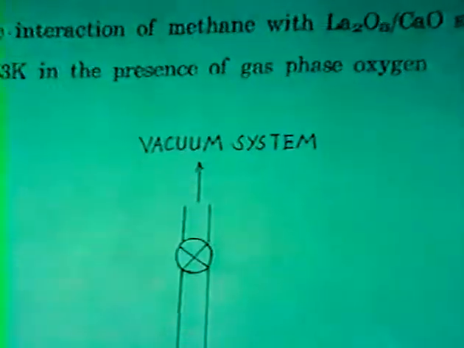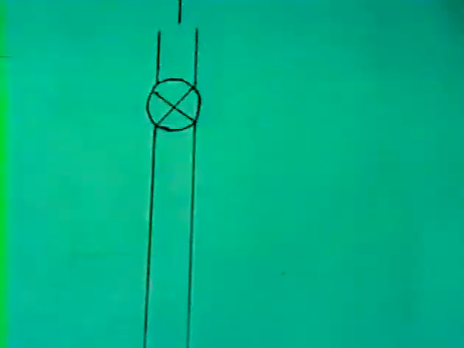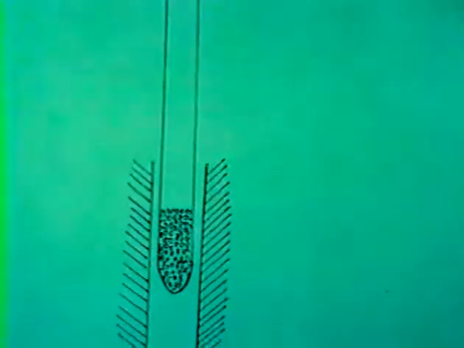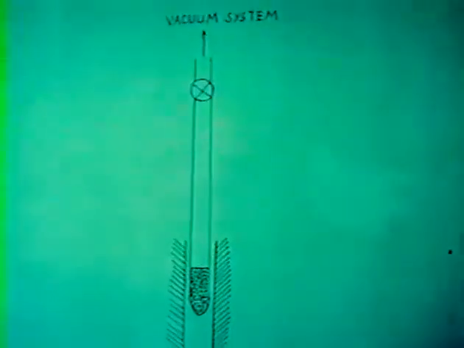Because the superoxide ions are unstable above temperature 433 K, it is difficult to investigate the interaction of methane with it. So we designed the following scheme to study the interaction between methane and superoxide on the surface.